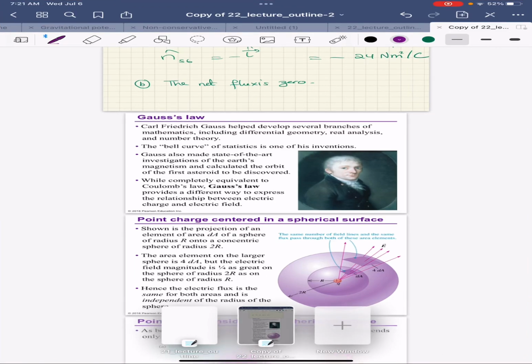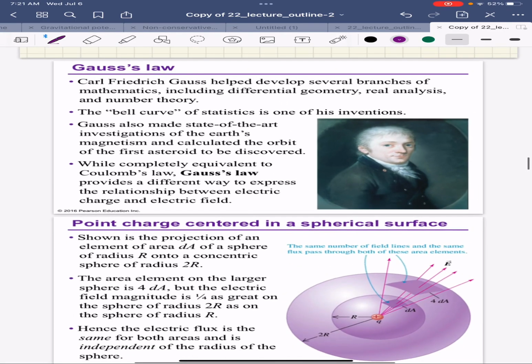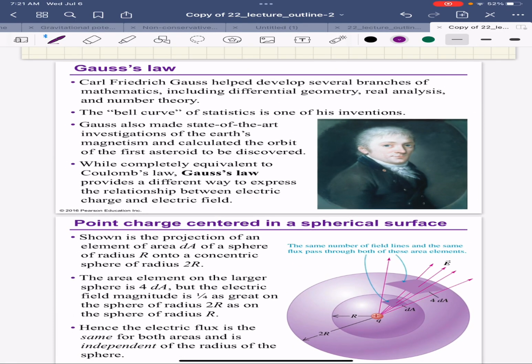The second part of chapter 22. And here we are going to talk about Gauss's law and how we're going to apply it and connect it to the idea of the flux, and also how to actually calculate the electric field.